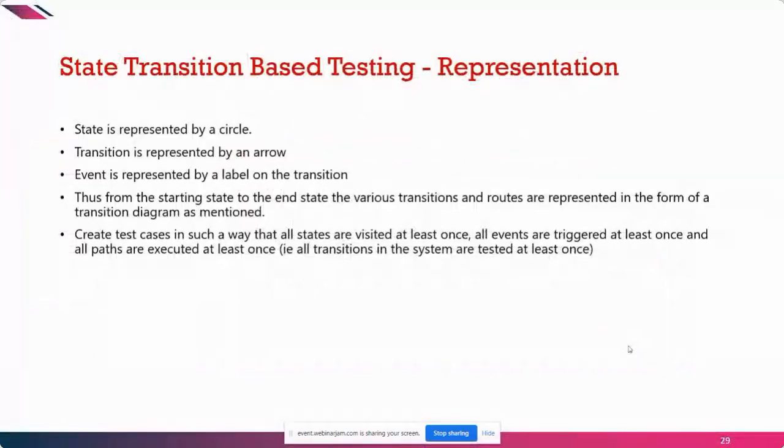In state transition testing, a state is represented by a circle, a transition is represented by an arrow, and an event is represented by a label on the transition, right? So that's the starting state to the ending state. Various transitions and routes are represented in the form of a state transition diagram. What we have to do is create test cases in such a way that all the states are visited at least once, all the events are triggered at least once, and all the paths are executed at least once. So that's what state transition testing is about.